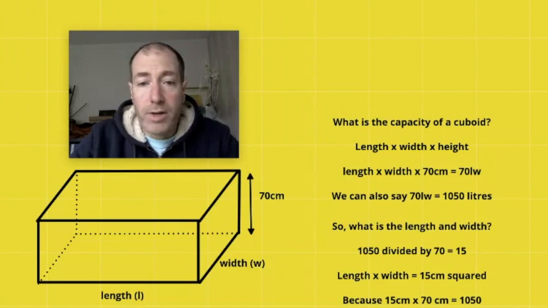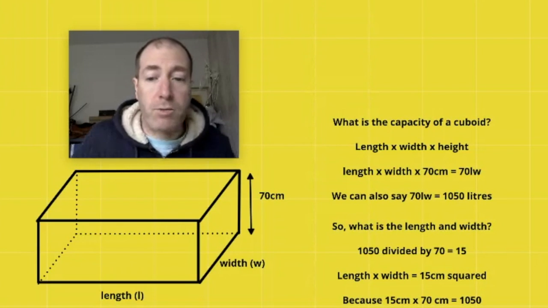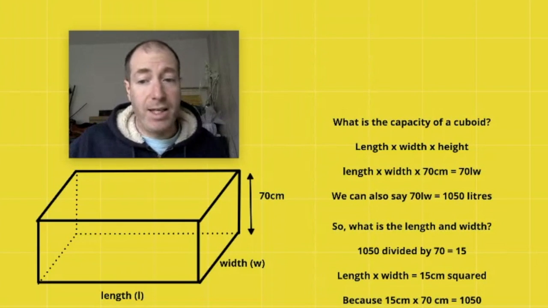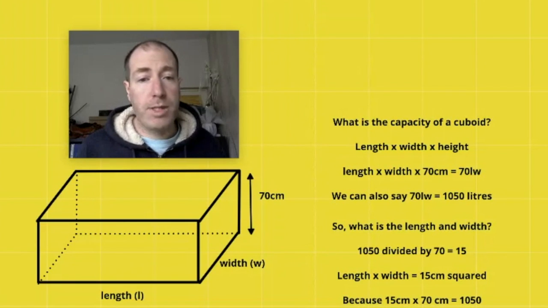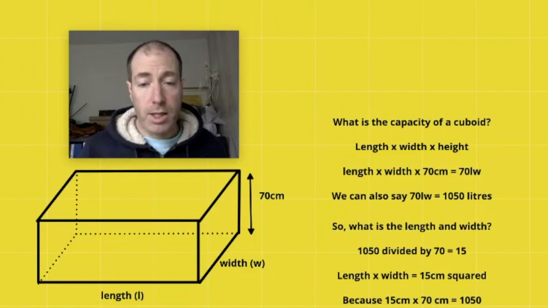We could say 1,050 divided by 70 would give us the value of LW. In this case, 1,050 divided by 70 is 15. So 15 times 70 is 1,050. So 15 is the value of L times W. We still don't know what L is, and we still don't know what W is, but we know what they are multiplied together.